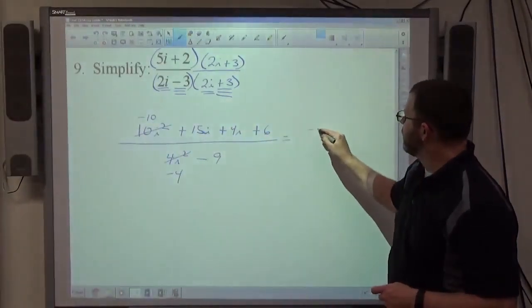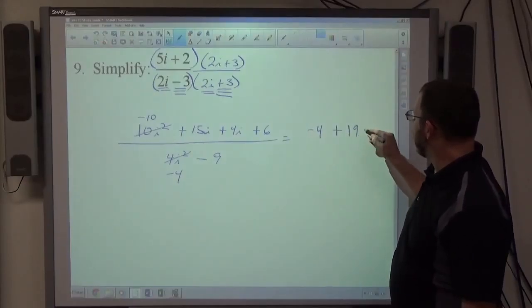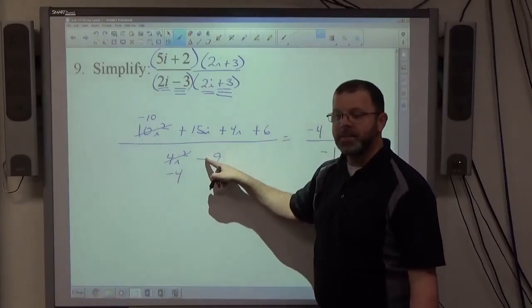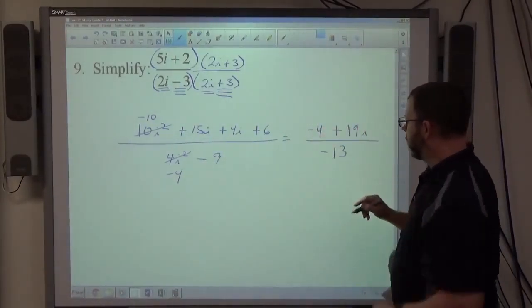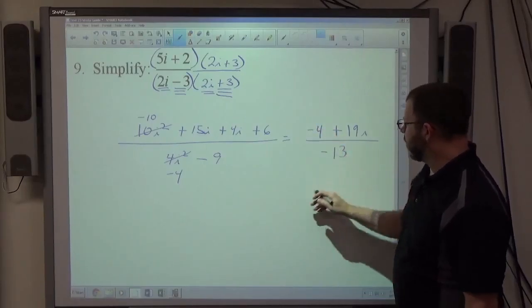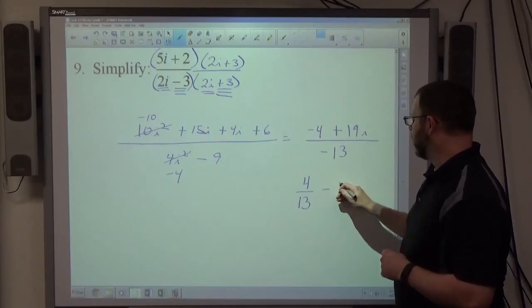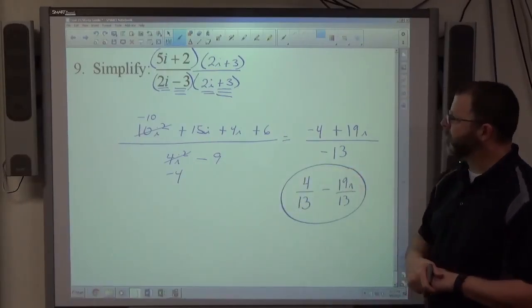Negative 10 plus 6 is negative 4. 15 plus 4i makes 19i. All this is over negative 13. Negative 4 and negative 9, same sign, I add. In the last step with imaginaries, I like to separate into two separate fractions. Negative 4 over negative 13 is positive 4/13. Positive 19 over negative 13 is minus 19i over 13. That's how I expect your answer to be written.